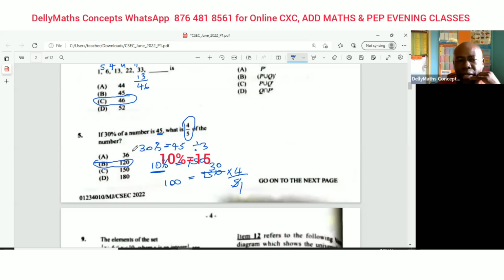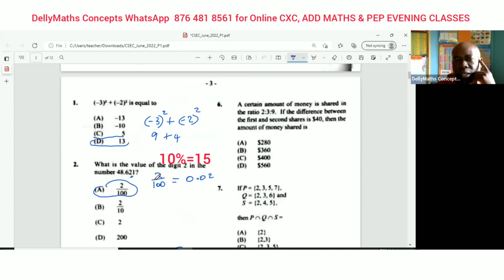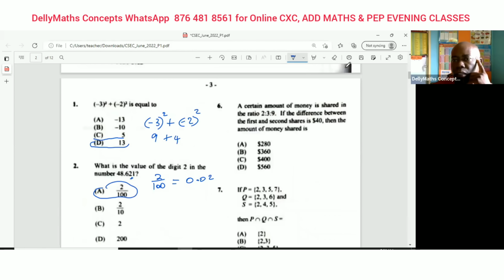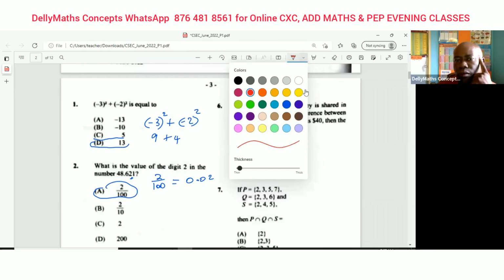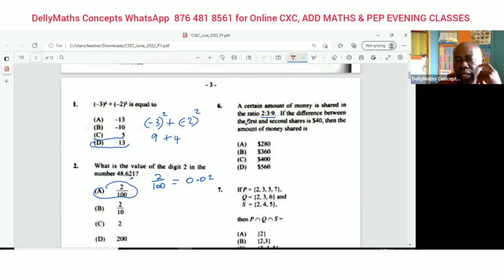There are other ways you could get there, but I'm just giving one way of getting there. Number 6. So for number 6, a certain amount of money is shared in the ratio 2 to 3 to 9 right here. The question says if the difference between the first and the second share is 40, find the amount of money shared.